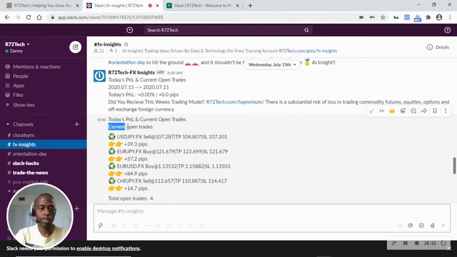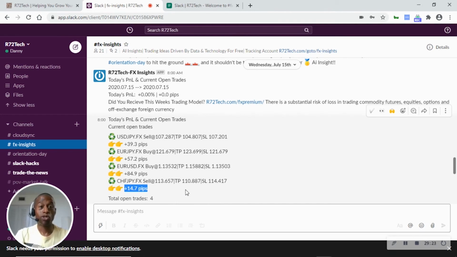Current open trades. Now, I asked you before, how many open trades do you think there are? And if you've been following along, you're absolutely right. There are 4. You have the dollar yen. It's going to tell you at 8 o'clock a.m. when it took the snapshot. It's going to tell you the plus or minus of the pips, 39 pips. You got euro yen plus 57 pips, euro USD plus 84 pips, and Swiss franc plus 14.7 pips.